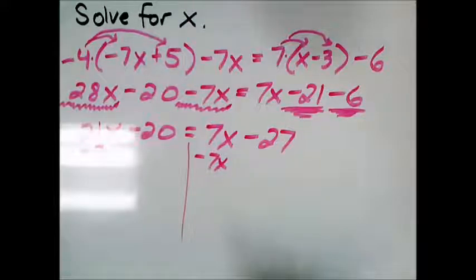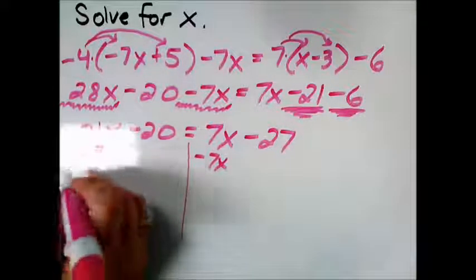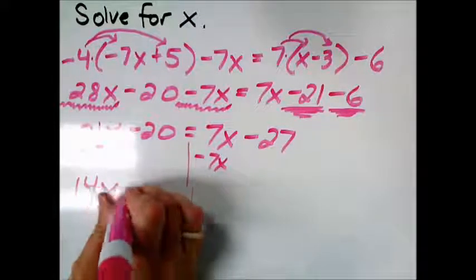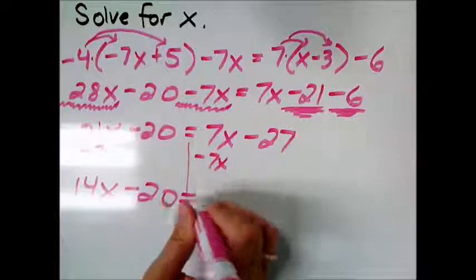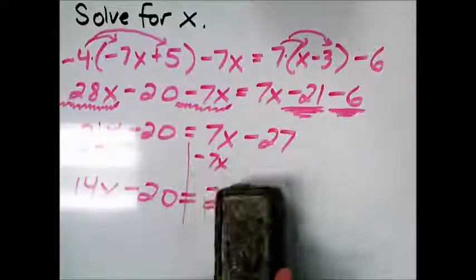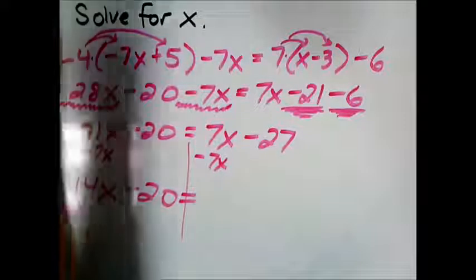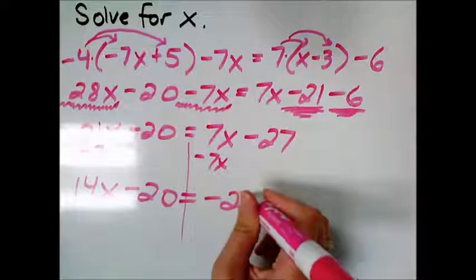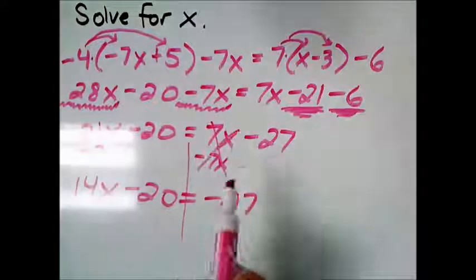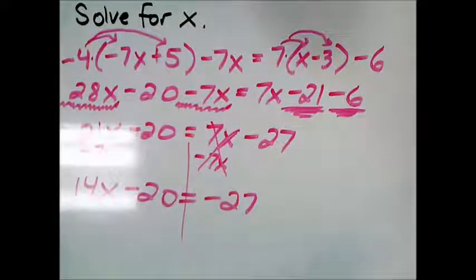And so 21 minus 7 gives us 14x. Oops. Gotta leave myself some room for the negative here. And you can see how easy those are to forget about. So this canceled to 0, I'm still left with -27.